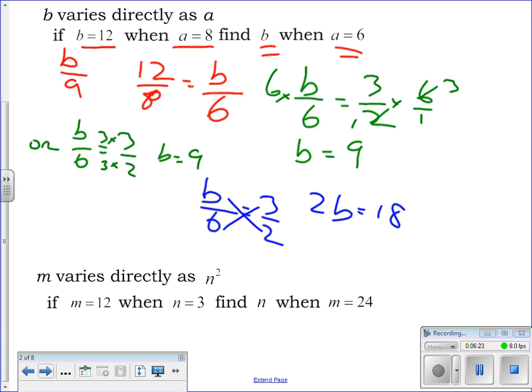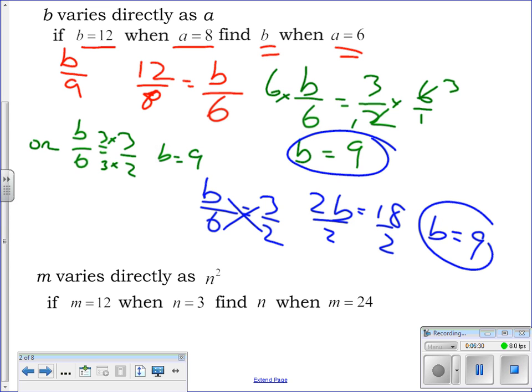Divide both sides by 2. And look, I get B equals 9. It does not matter the method I choose. I can choose any method I want. Cross multiplication will always work, but it's not always the easiest way.